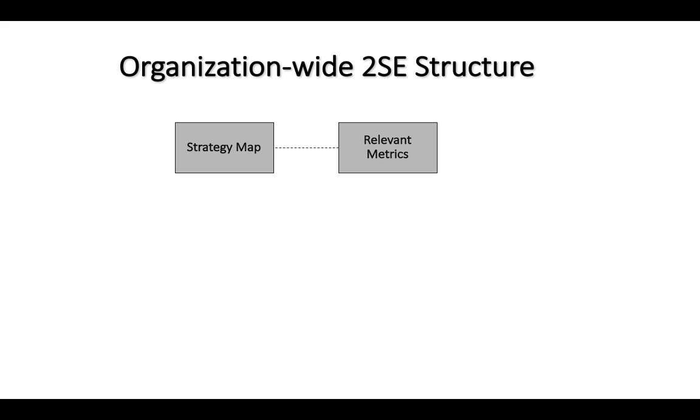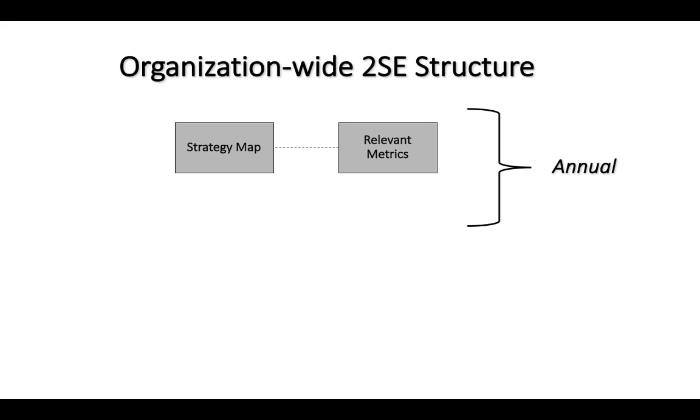I'd like to start the video by describing for you TwoSpeed Execution, also called 2SE. 2SE is basically the combination of a strategy map with a complete OKR system being derived from it. Let me demonstrate. We start the process with a strategy map, and that strategy map should have some relevant metrics drawn from it. Those metrics are not part of the OKR process, but it's important to point that out nonetheless.